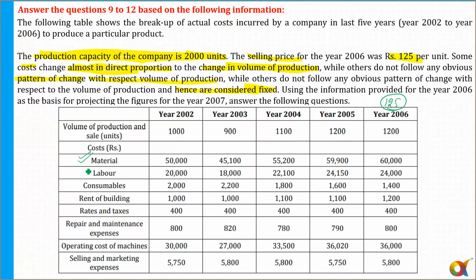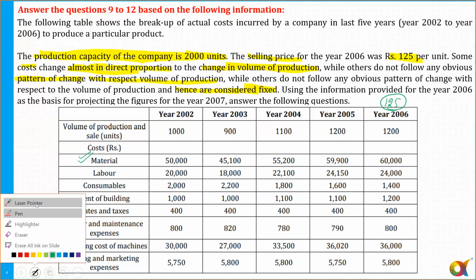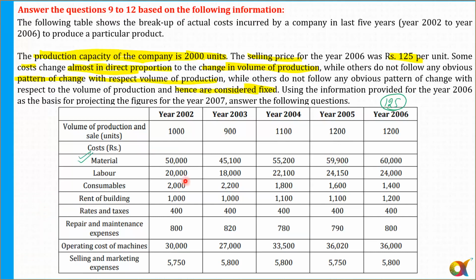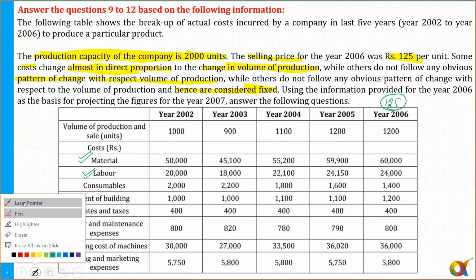Okay. Now let's come to the labor cost. If I'm looking at the labor cost, what is happening here? 10 into 2, twice, that is 20,000. 9 into 2, 18. 11 into 2, that is 22. 12 into 2 is 24. 12 into 2, it is 24. So labor cost is also directly varying. Please tell me yes or no. Labor cost also varies directly.